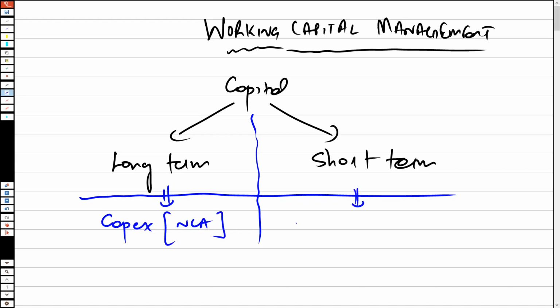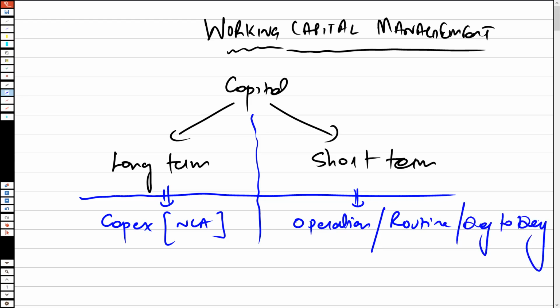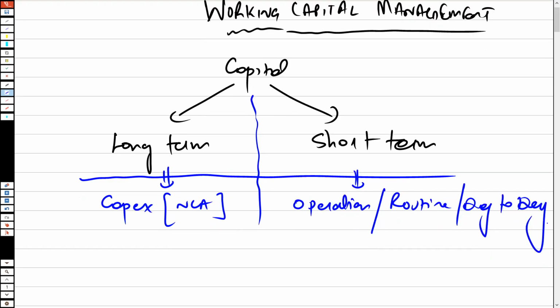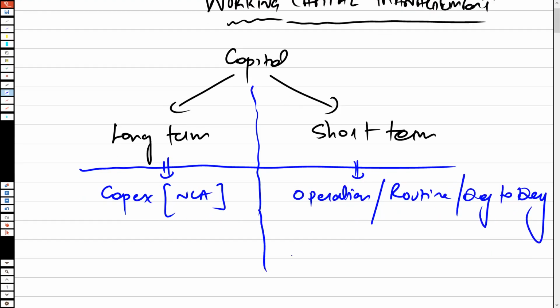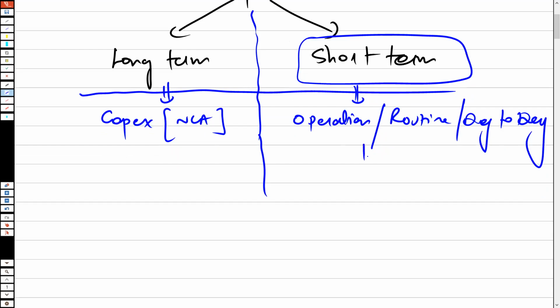But what is the short term? Basically your day-to-day operations, your day-to-day routine matters. If you need money for that specific purpose, that is going to be considered your working capital, your short-term finance. So let me repeat, when we talk about working capital, the short-term finance, it means your day-to-day, routine matters. That is what working capital is required for.